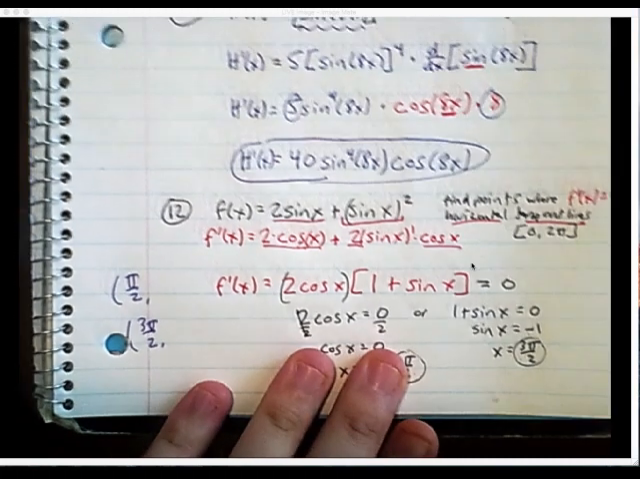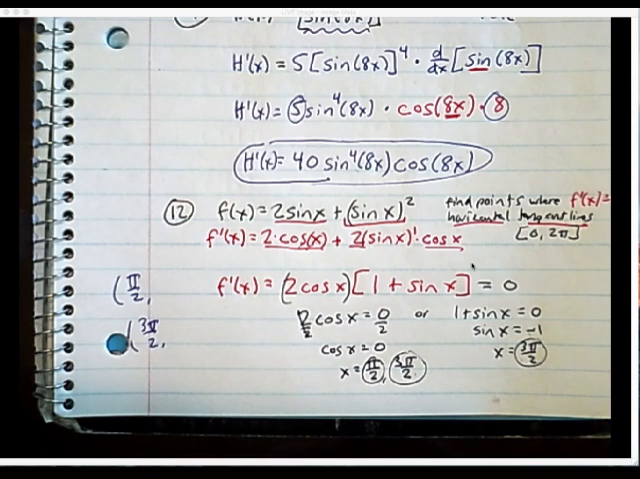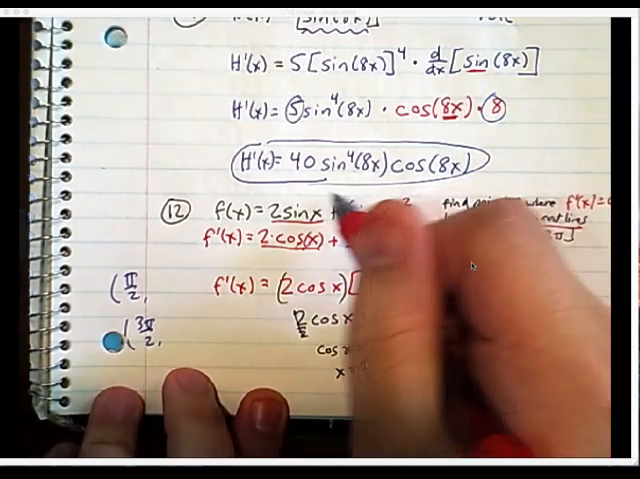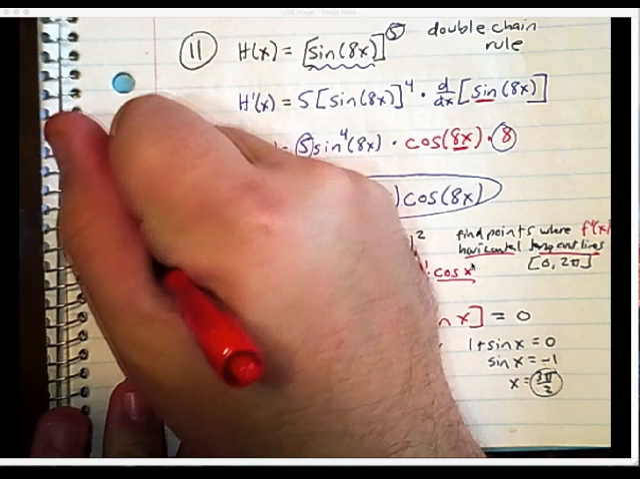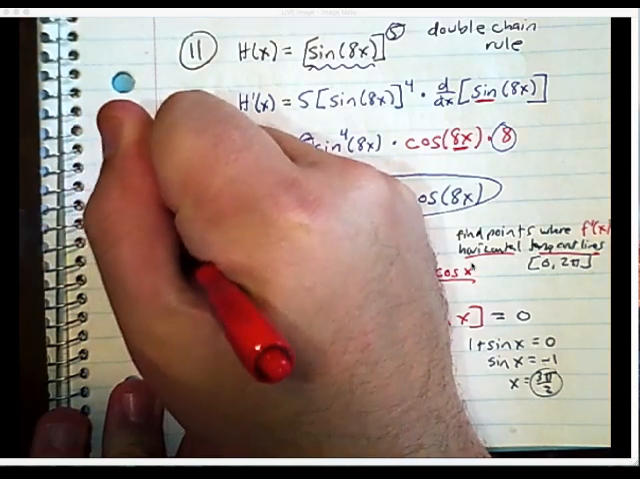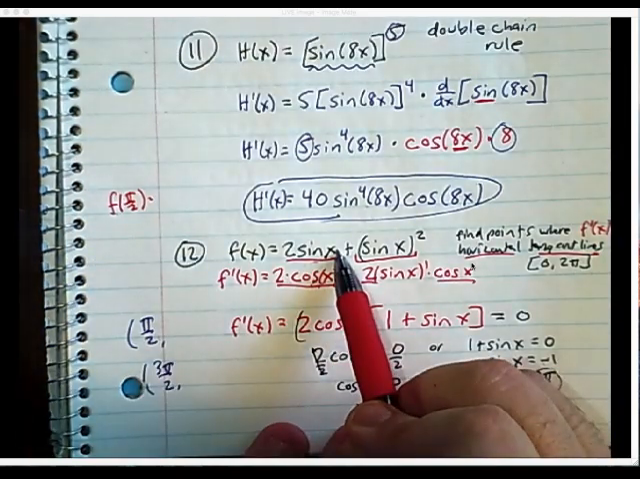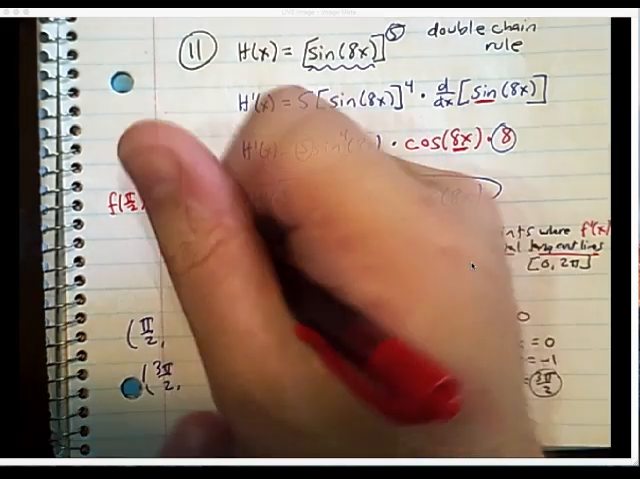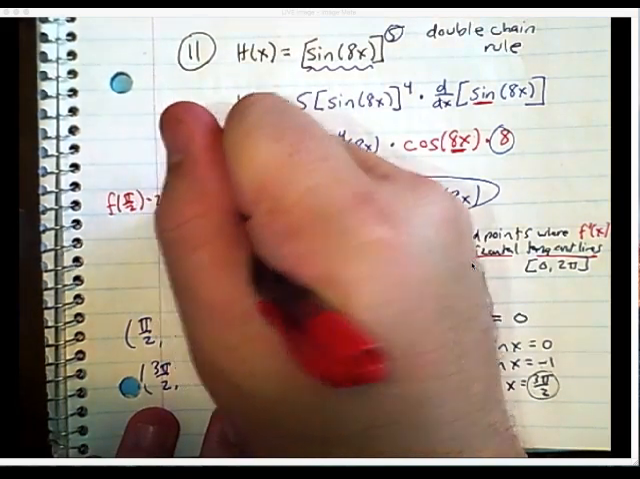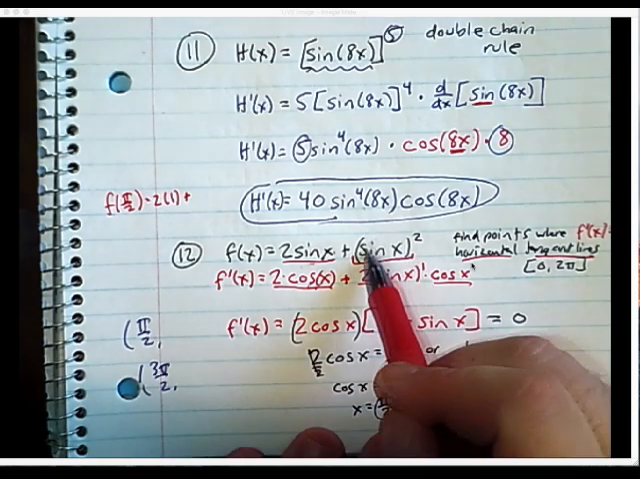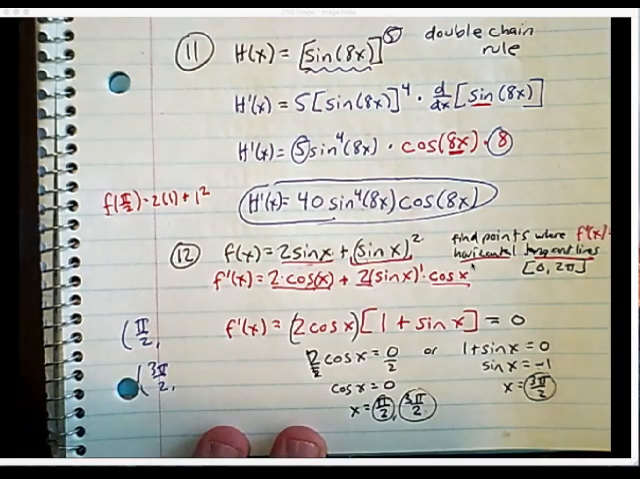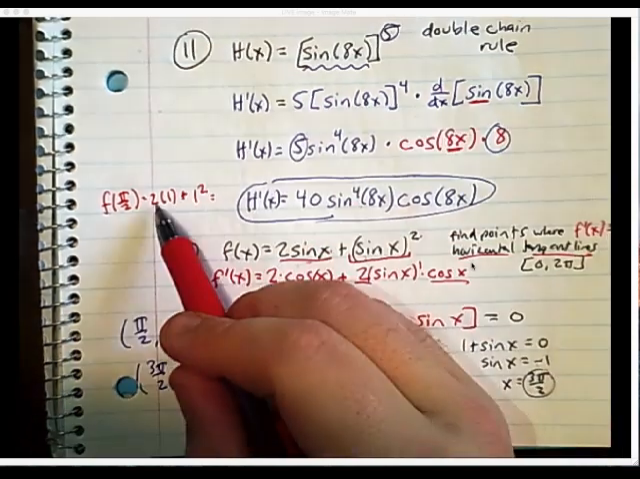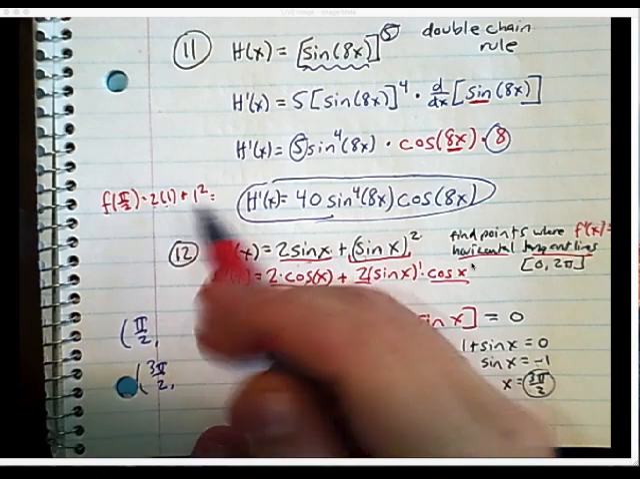So we figured out the x values. Now we have to figure out the y values. So I'm going to plug these numbers back into the original function. If I'm going to figure out what f of pi halves is, remember that's 90 degrees. The sine of 90 degrees is just 1. So this would be 2 times 1 plus, again, the sine of 90 degrees is 1, and you square it. So 2 times 1 is 2, 1 squared is 1, 2 plus 1 is 3.